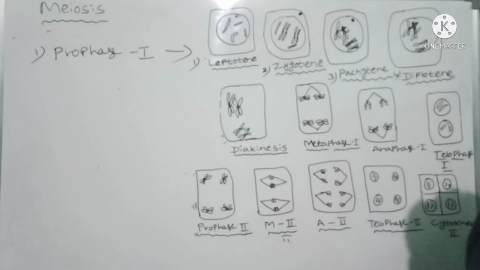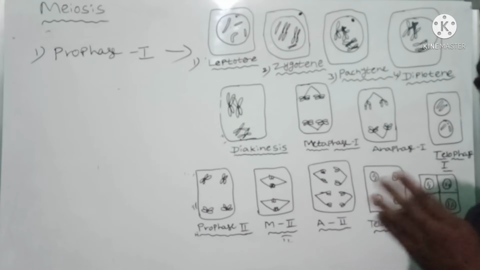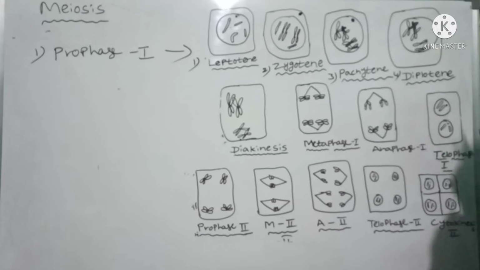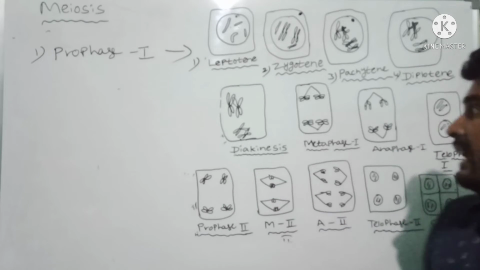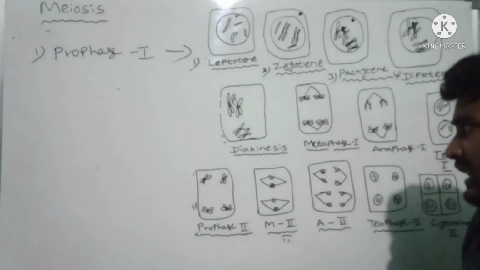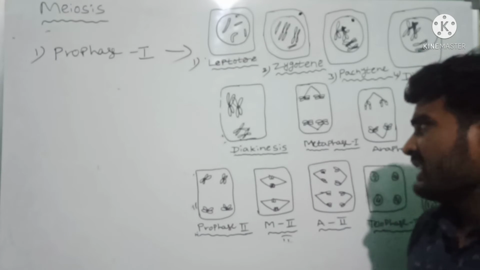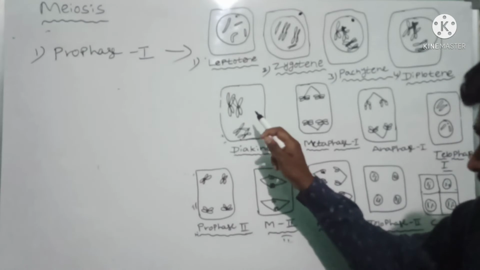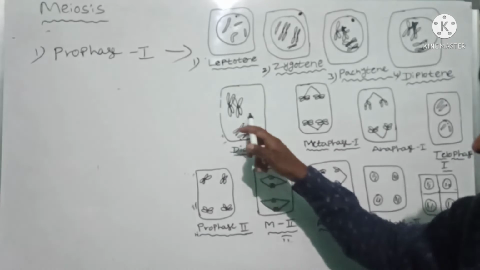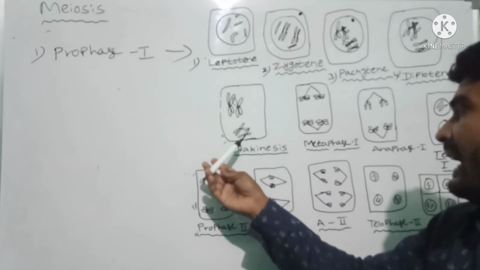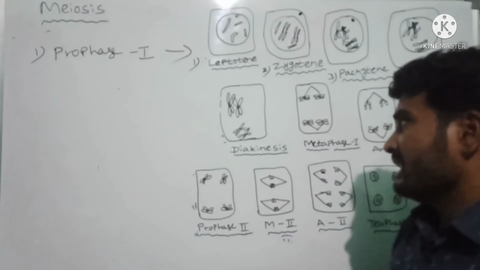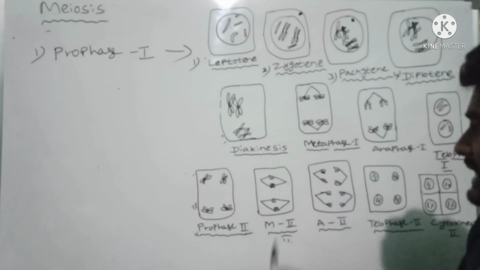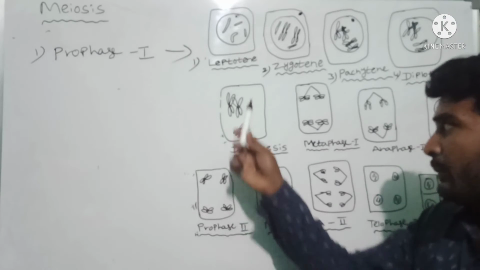The bivalent chromosomes separate from each other due to repulsive activity. Next stage was diakinesis. In this diakinesis stage, what happens? The chiasmata migrate towards the ends of the chromatids. This process we call terminalization. What is terminalization?